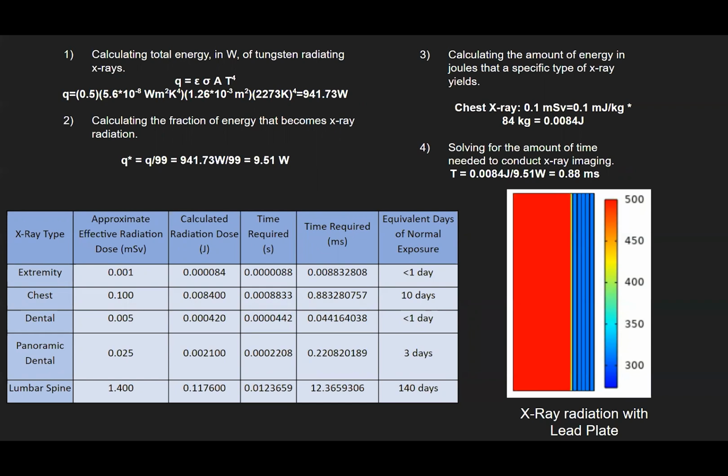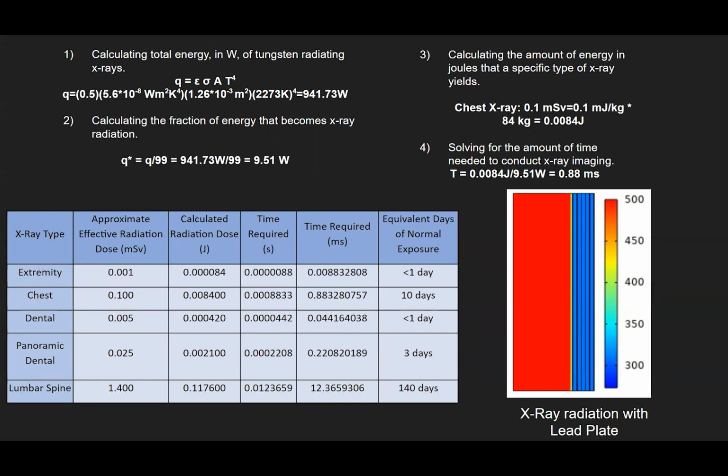Finally, we were able to calculate the equivalent days of regular daily exposure that each X-ray scan would have, using 0.01 millisieverts to be the estimated daily exposure that a human receives on a normal day. We found that most X-ray scans would not expose someone to more radiation than they would receive in a normal day or week, and should be no cause for concern. However, some of the more in-depth scans, like a spine X-ray, are equivalent to months of radiation and should be done sparingly and only when completely needed.